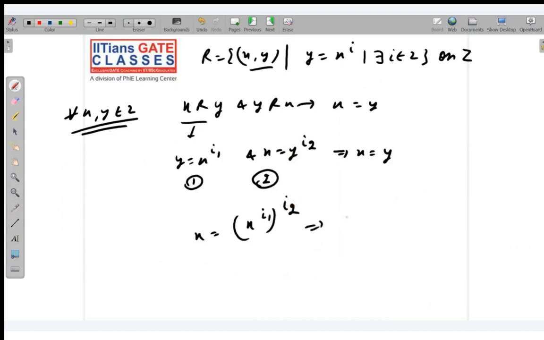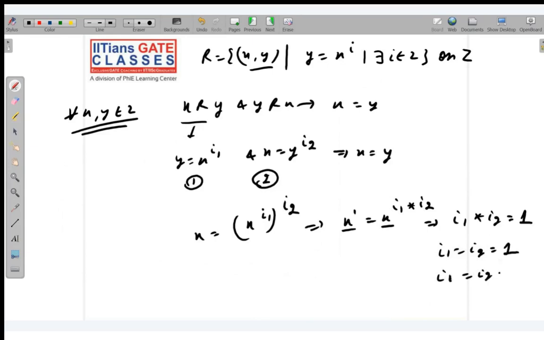So finally, from this we will get x is equal to x power i1 multiplied by i2. And that x means x power 1. So directly x power 1 is equal to x power i1 into i2. So i1 multiplied by i2 is equal to 1. What does this mean? i1 is equal to i2 is equal to 1, or i1 is equal to i2 is equal to minus 1. Only two possibilities. We cannot have other possibilities because i is an integer quantity.